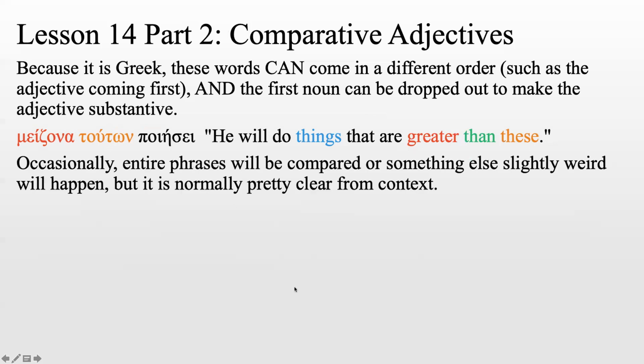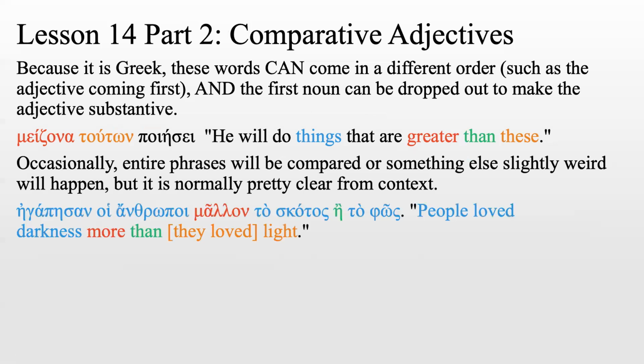Occasionally, entire phrases will be compared or something else slightly weird will happen, but it's normally pretty clear from context. So we've got this one going on here, which means people loved darkness more than they loved light. All right, so we've got the men loved the dark more than the light. Now, in English, it's pretty clear exactly what's going on. In Greek, it's abundantly clear that the light is not loving the darkness. The men are loving the darkness more than the men are loving the light.